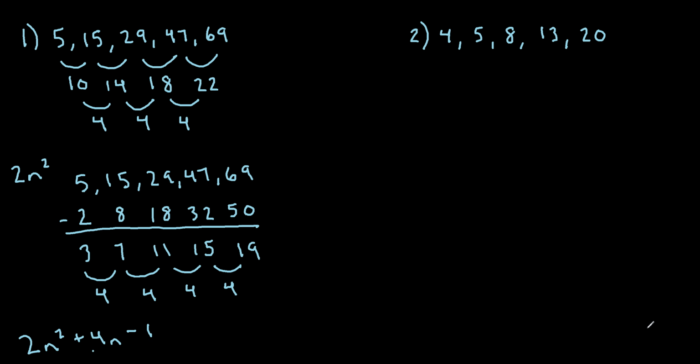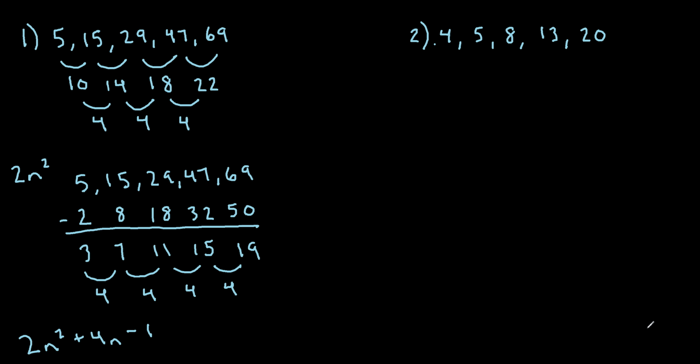So this equation we can use to find any value in this original quadratic sequence. For example, if we plugged in a 5 for n, if we wanted to find the fifth term in the sequence, we would get 5 squared, that's 25, times 2 is 50, plus 4 times 5, that's 20. So 50 plus 20 is 70, minus 1 is 69, and that is indeed what the fifth term is in this quadratic sequence. So let's check out another example.